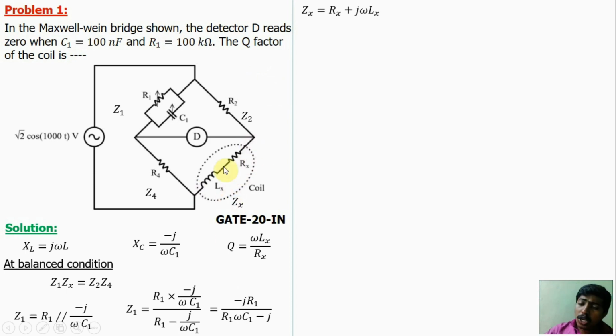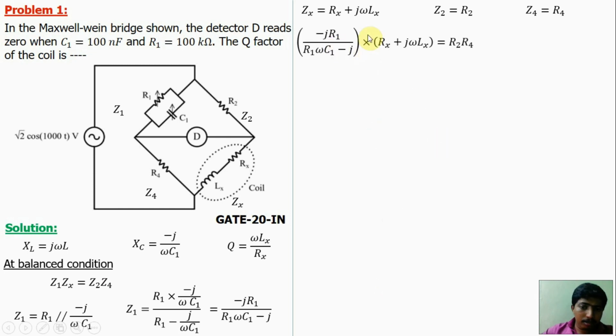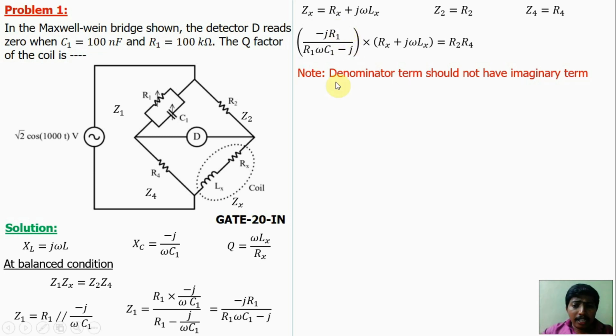These are in series. If two elements are in series, you get addition. So Zx is equal to Rx plus j omega Lx. Now Z2 is only R2, so Z2 is equal to R2. Z4 only has R4, so Z4 is equal to R4. Now substitute these values in the balanced condition equation. You will get Z1 Zx is equal to Z2 Z4. Remember that in the simplification, the denominator term should not have the imaginary term. The denominator terms on the left hand side go to the numerator on the right hand side. So simplify this equation, and you will get this.